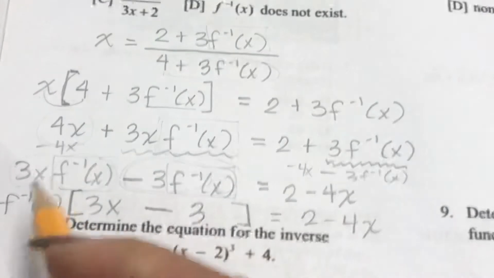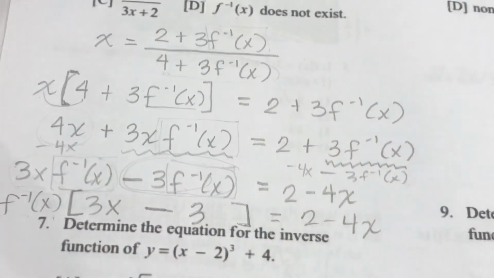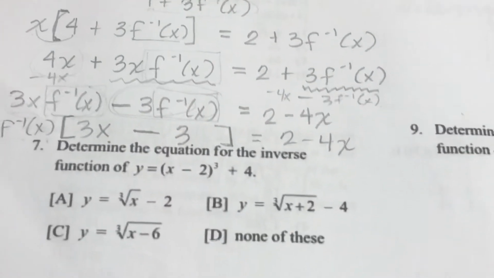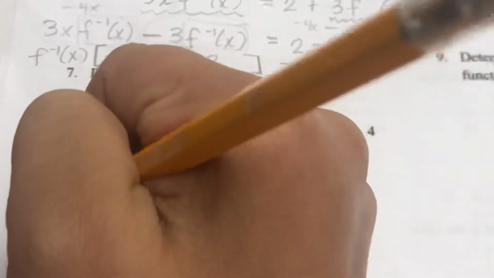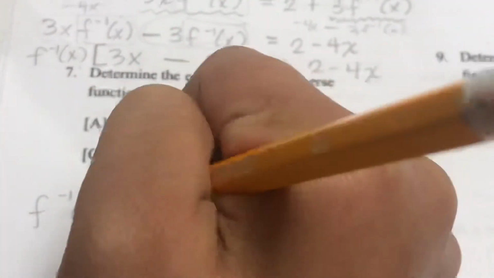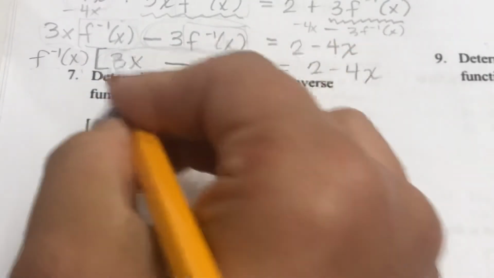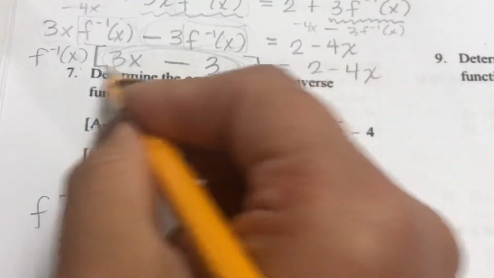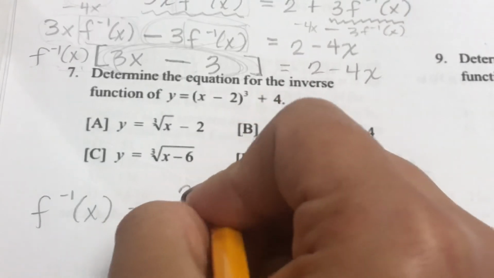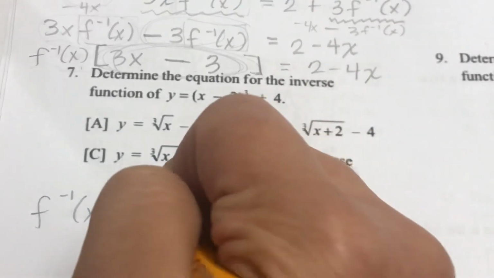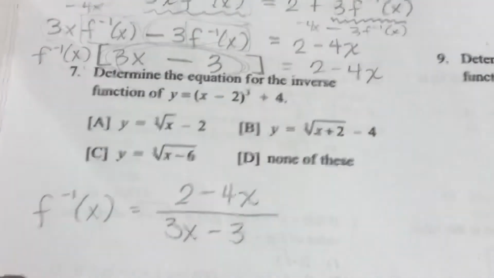All right, again, we are solving for f inverse of x. So, running out of space. I'm just going to use a little bit of this portion here. I'm going to be left with f inverse of x equals. Now, I want to get rid of this whole thing, everything inside the bracket, by dividing it on both sides. So it'll cancel out here, and I'll be left with 2 minus 4x in the numerator, 3x minus 3 in the denominator.